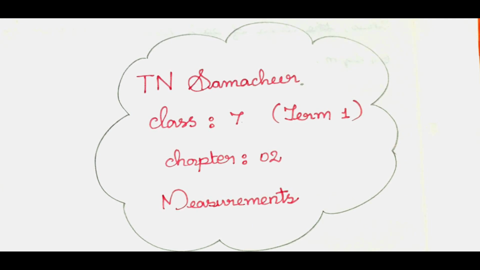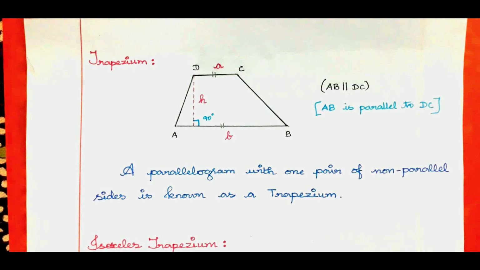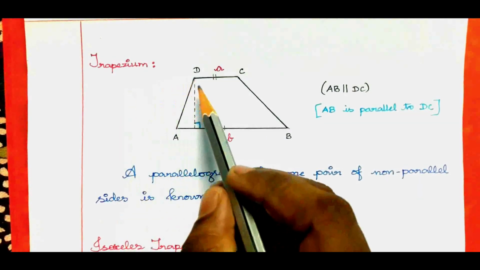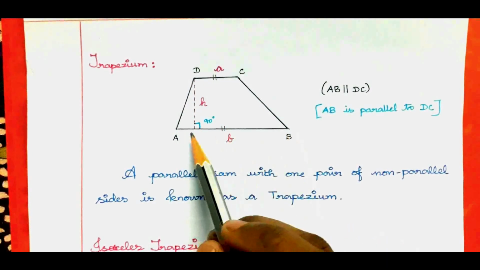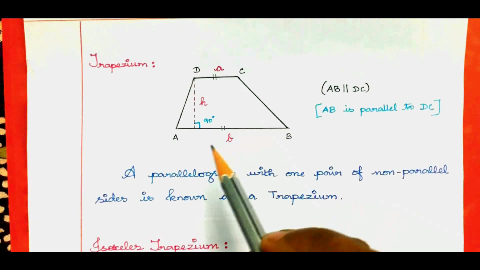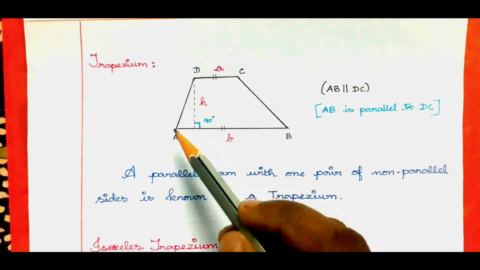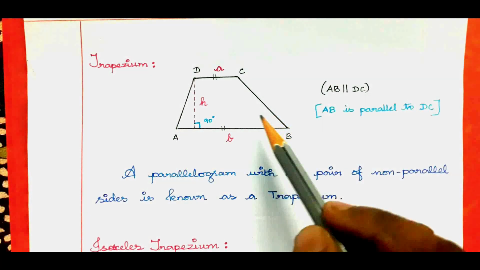Today we are going to see class 7, term 1, chapter 2, measurements, exercise 2.3. In this exercise 2.3 we are going to learn the next four-sided closed figure, which is nothing but the trapezium. This is a trapezium, a four-sided closed figure, and you can see the structure of the trapezium.